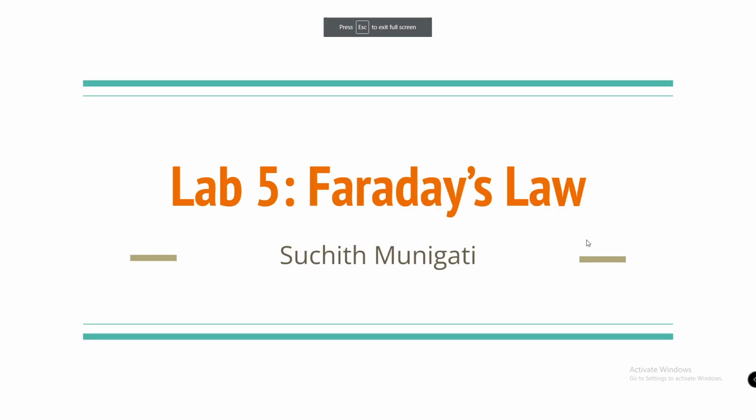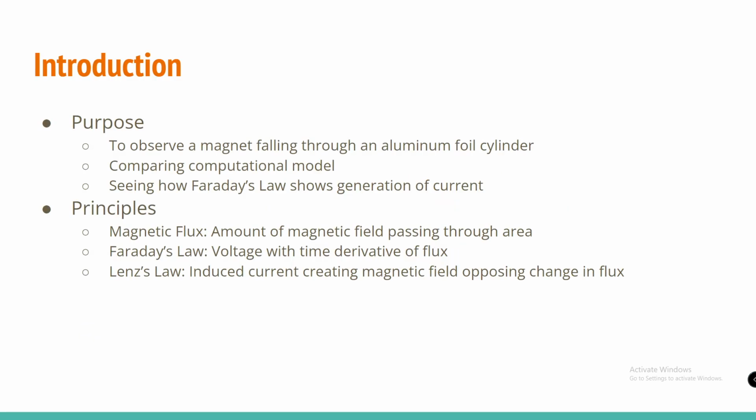This is Lab 5, Magnetic Braking with Faraday's Law by Suchit Munigati. The purpose of this lab was to observe a magnet falling through an aluminum foil cylinder and then compare it with a computational model. And we wanted to see how Faraday's Law shows a generation of current.